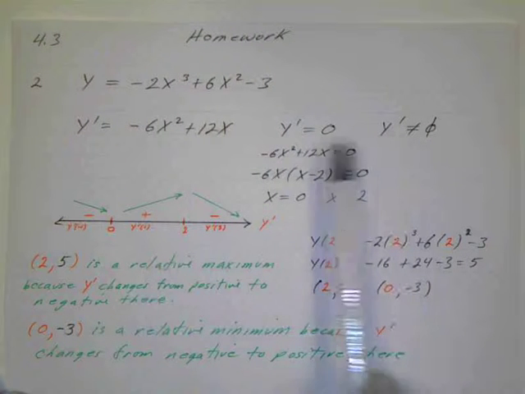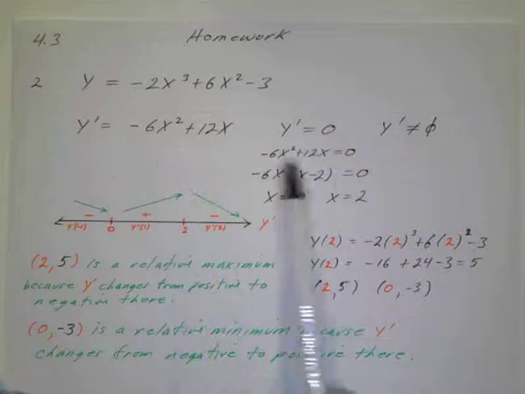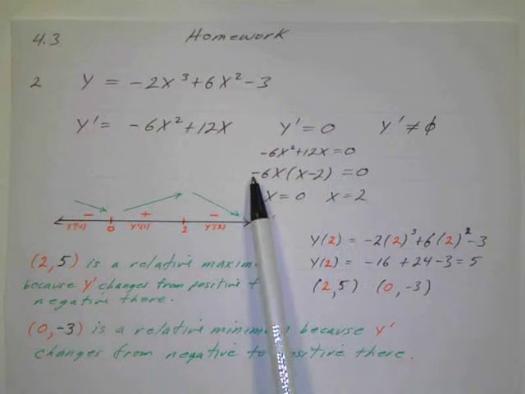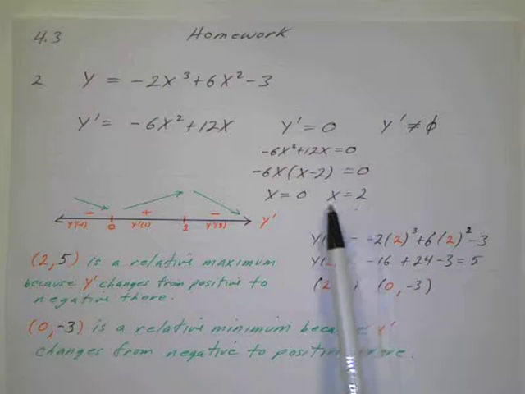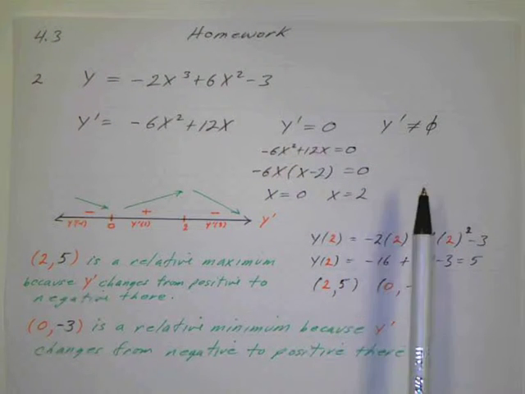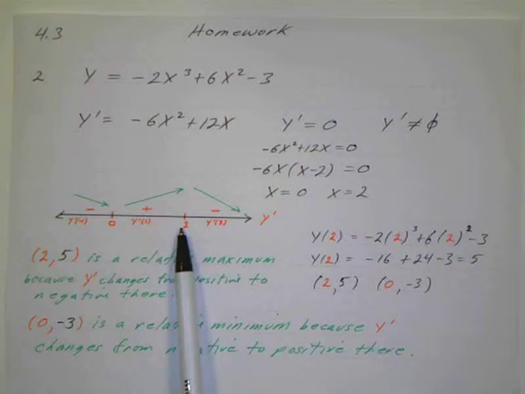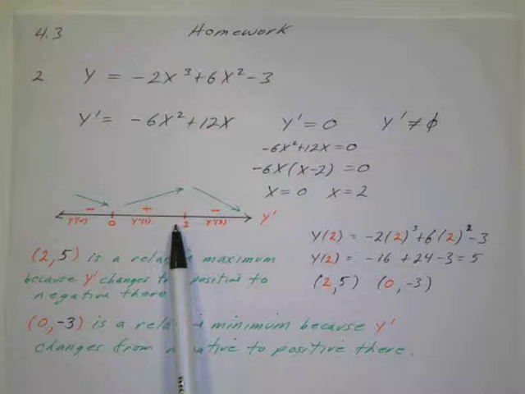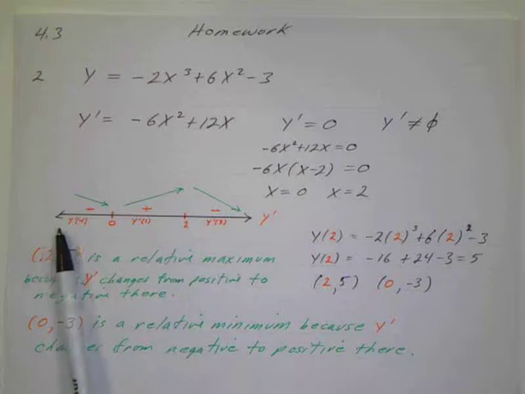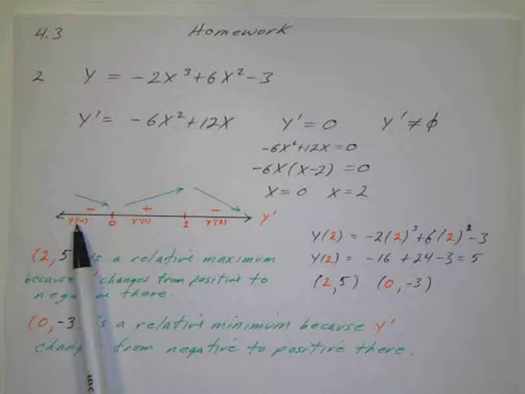It's not undefined, it's just a polynomial, so it's equal to 0. I set it equal to 0, and I can factor out negative 6x, so when x is 0 or when x is 2, the derivative is 0. Those are my critical values, so I put these in. All right, 0 and 2. And I tried some values when x is negative 1.